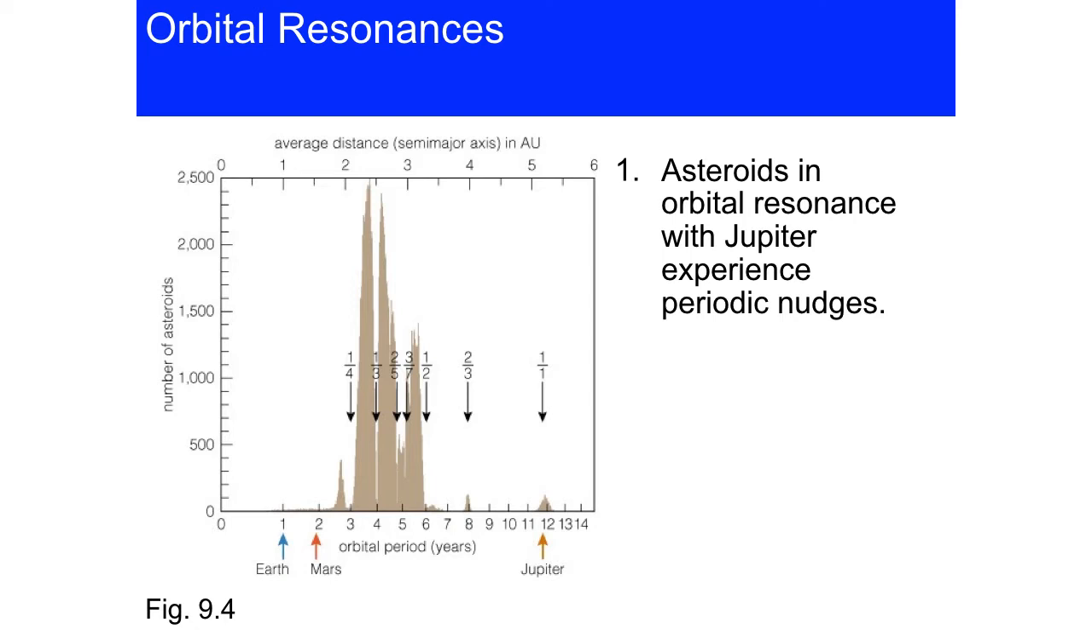The asteroids that have an orbital resonance with Jupiter experience periodic nudges. All right, so what that means is right here is Jupiter's orbital period, okay? And the vertical axis here shows you the number of asteroids. Now, there's a small pile of asteroids right here that orbit with Jupiter. If it has the same period as Jupiter, it has the same semi-major axis. Therefore, it's on the same orbit.